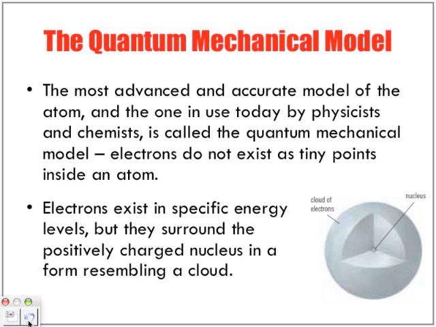So here is what we're talking about in terms of the senior level. The quantum mechanical model, the most advanced and accurate model of the atom, and the one in use today by physicists and chemists, is called the quantum mechanical model. Electrons do not exist as tiny points inside an atom. In fact, electrons exist in specific energy levels, but they surround the positively charged nucleus in a form resembling a cloud. So the nucleus is really this tiny part, and this huge cloud surrounding it is where the electrons are found.